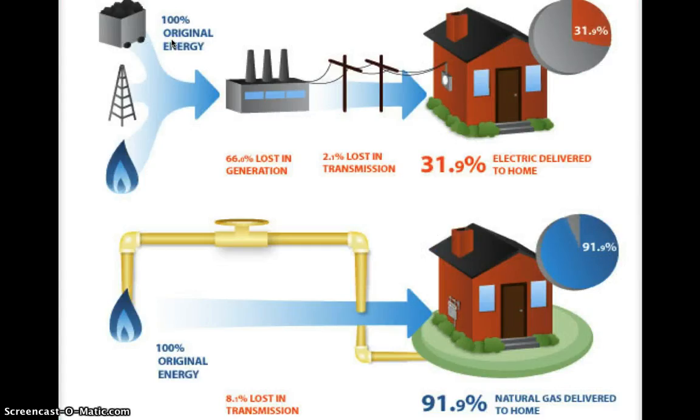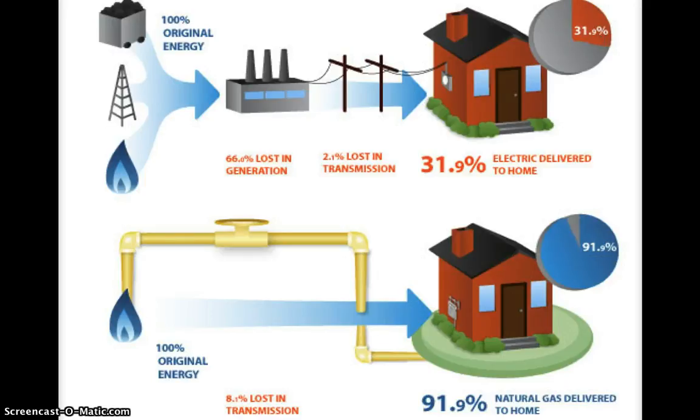Here's an example of efficiency. So you have a coal-powered plant, and you start with 100% of energy, and 66 gets lost in generation, 2.1 gets lost in transmission, so from the plant to your home, and then you end up with 31% of the energy. And I didn't mean 21, I meant 2.1 lost in transmission. Here, you got 100% energy. There's only an 8.1 loss in transmission because it goes from that tank straight into your home, and then you've got 91% of the energy saved. So if you look at the pie chart, the efficiency is way higher because it's direct use.